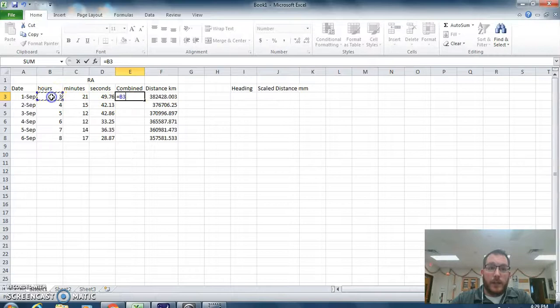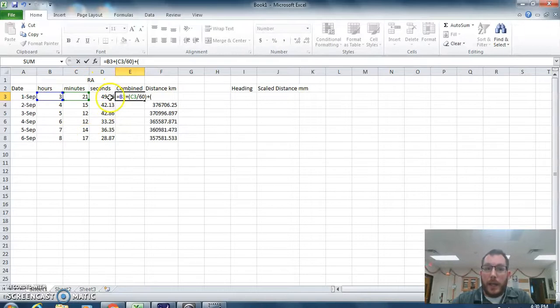Then I need my hours, and then I'm going to add to that. So I've created a plus sign. Notice how it's B3 plus. And now I need my minutes. But here's the thing: there are only 60 minutes in an hour for right ascension. So I would take my minute marker and divide it by 60, and that's what gets added to the full right ascension decimal. And then I have to do the same thing for seconds, but there are 60 seconds in every single one of these minutes, which means there is a total of 3,600 seconds in an hour, right? 60 seconds for every minute, 60 minutes in an hour.